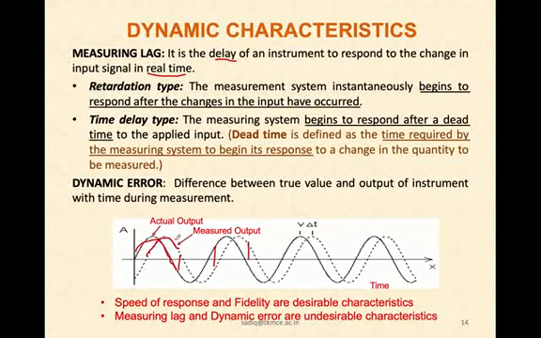So this dynamic error need not be equal or almost uniform like this. There can be a difference between output and input, the actual value and the measured value, during the measuring process itself. The speed of response and fidelity that we have seen in the previous slide are desirable characteristics, whereas measuring lag and dynamic error are undesirable characteristics.